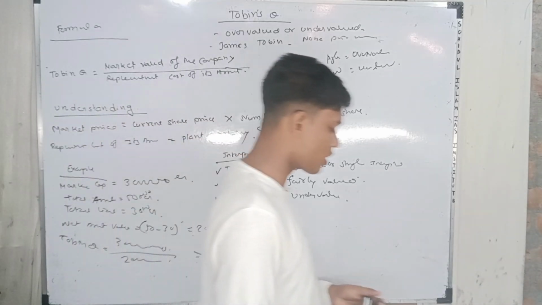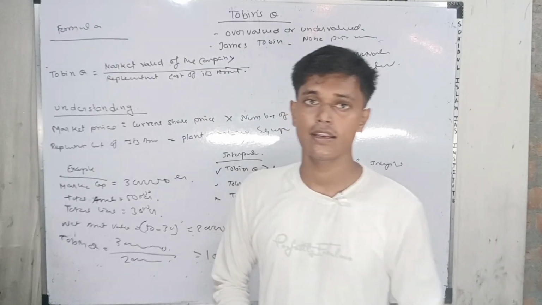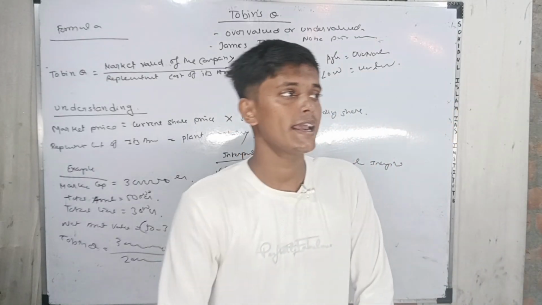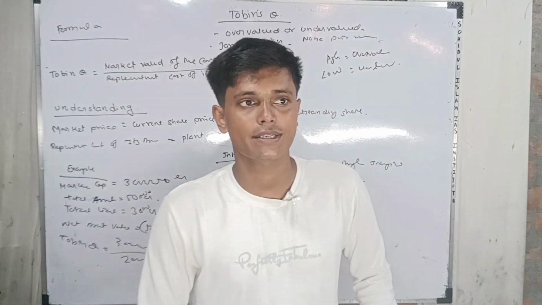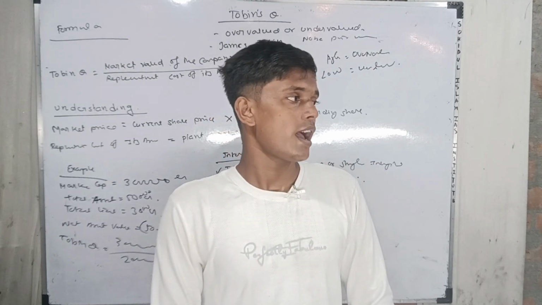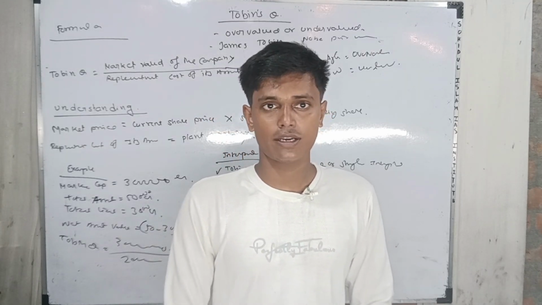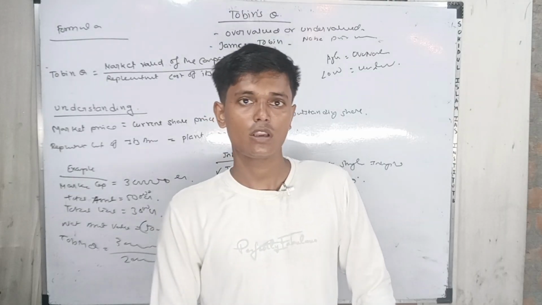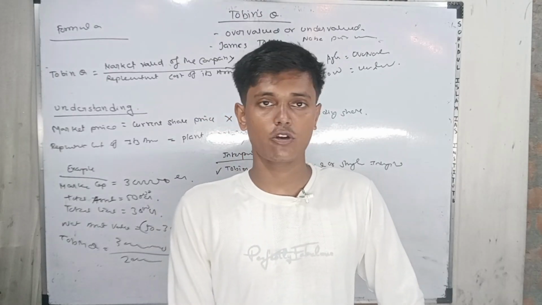Basically, for the Tobin Q formula and ratio, here are the limitations. It helps for manufacturing companies, not financial or bank companies, and it is hard to calculate. So those are the limitations. So that was my topic, Tobin Q.